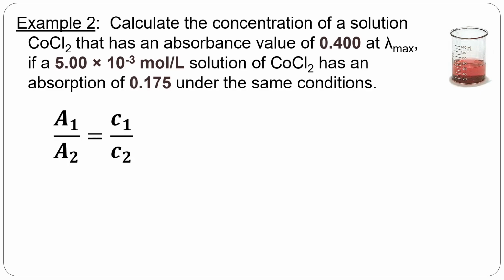Calculate the concentration of a solution, COCl2, so cobalt 2 chloride, that has the absorbance value of 0.400 at a lambda max. If 5.00 times 10 to the negative third moles per liter of solution of cobalt 2 chloride has an absorption of 0.175 under the same conditions.